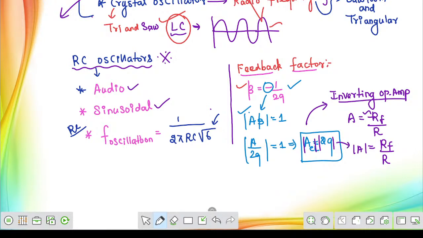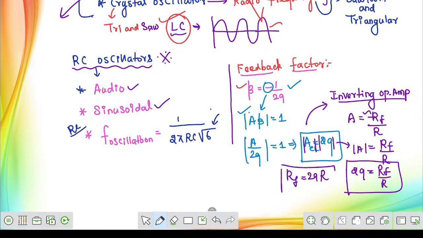Just now we have seen this value is 29 in case of the RC phase shift oscillator. So this will be equal to feedback resistance RF by R. Now in the exam, they will frame the question from here only. From this we can say feedback resistance equals 29 times the input resistance. That is the most important formula, repeatedly asked in the examination. That's why I am saying the RC phase shift oscillator is important from the examination point of view. All the points are valid points.